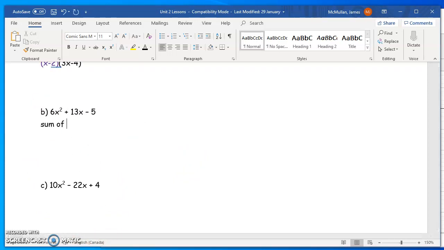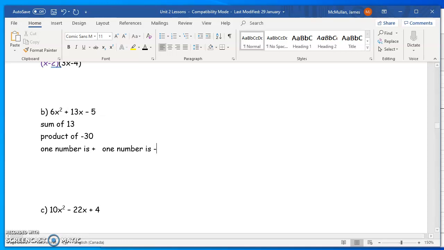Here we're looking for a sum of 13 and a product of negative 30. Now when you know the product is negative, you know that one number is positive, one number is negative. I can see that the numbers I'm going to need here are a positive 15 and a negative 2. They're what's going to add up to the 13, and they're going to multiply to the negative 30.